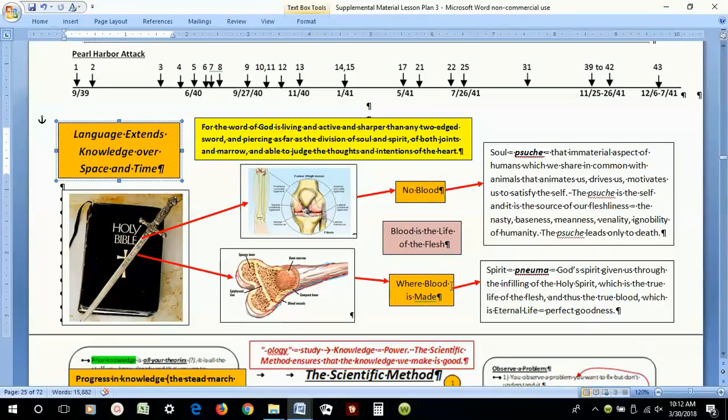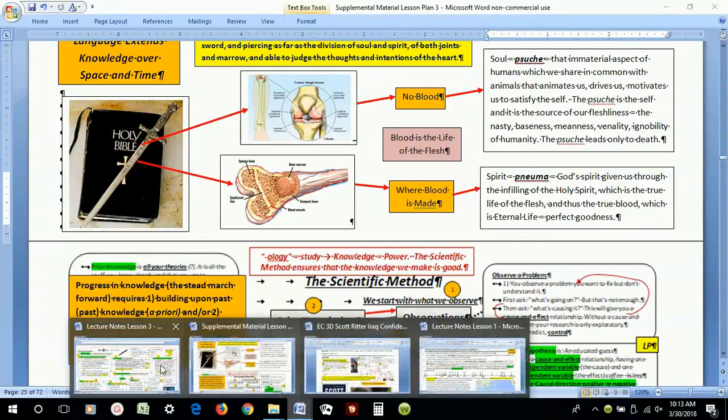Whereas the opposite is a spirit. So the Word of God can separate these two, separate the nasty soulishness and fill us with God's Spirit. So the Spirit, if we make the choice, if we make the effort, I'm not saying I have. Spirit is pneuma, which is God's Spirit given to us through the infilling of the Holy Spirit, which is the true life of the flesh, and that's the true blood, which is eternal life. And eternal life is not life forever in time. Eternal life is God, the perfect goodness of God instilled within us that we can only have as God resides within us. So the Bible can teach us that from 2,000 years ago.